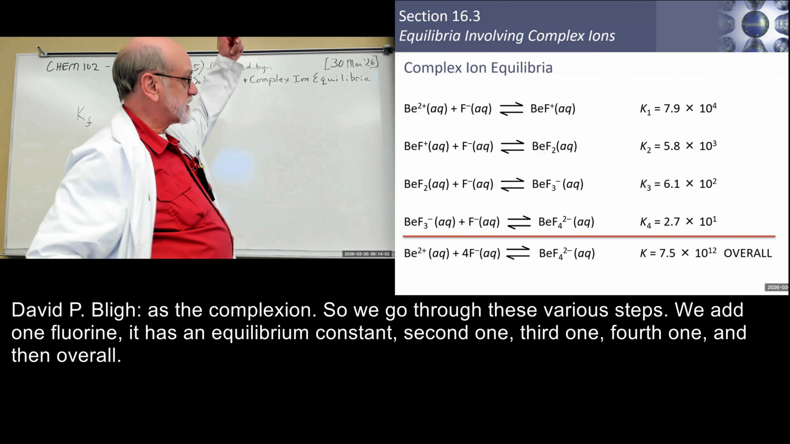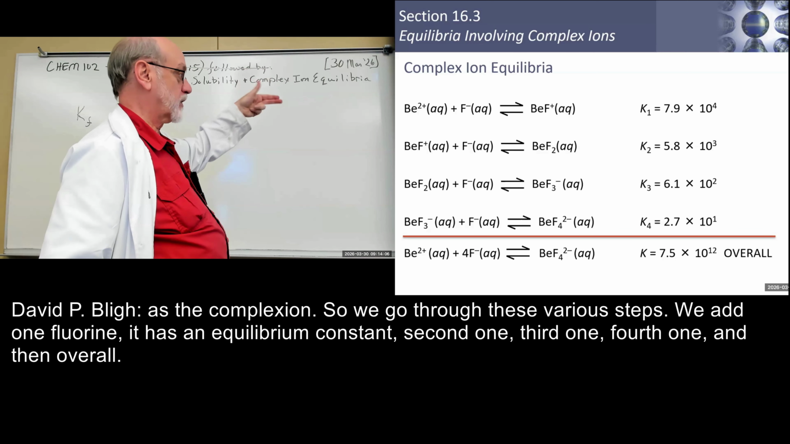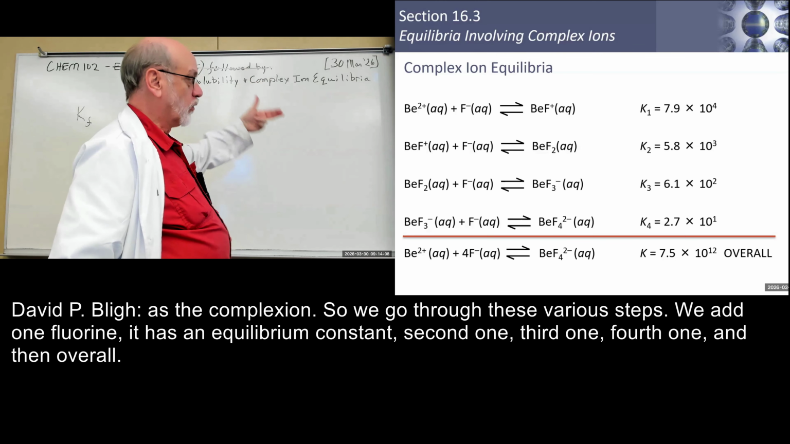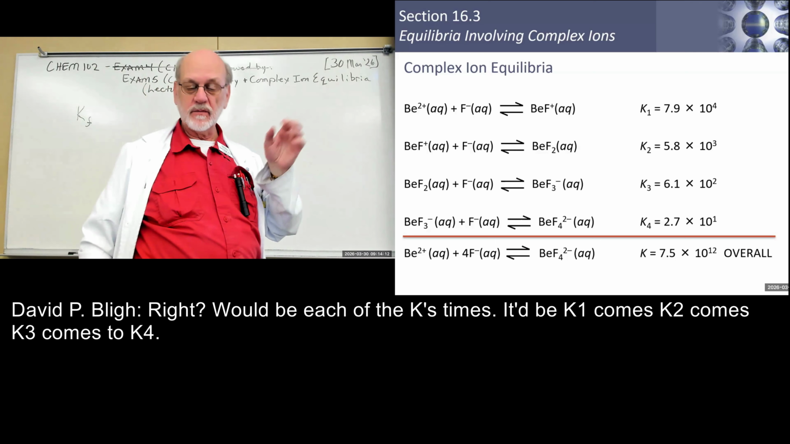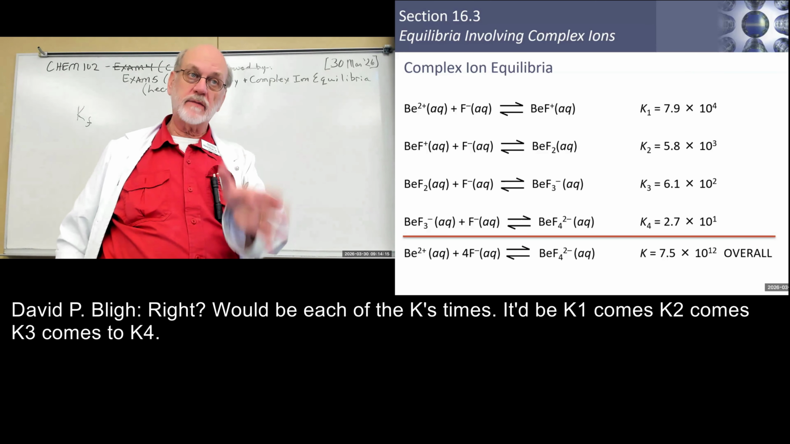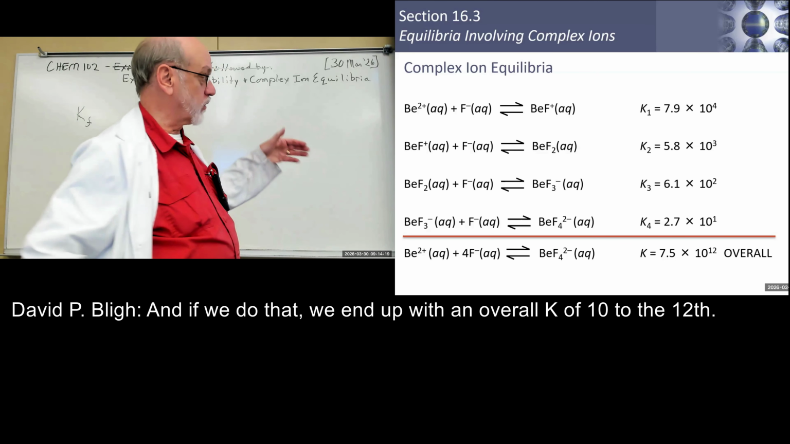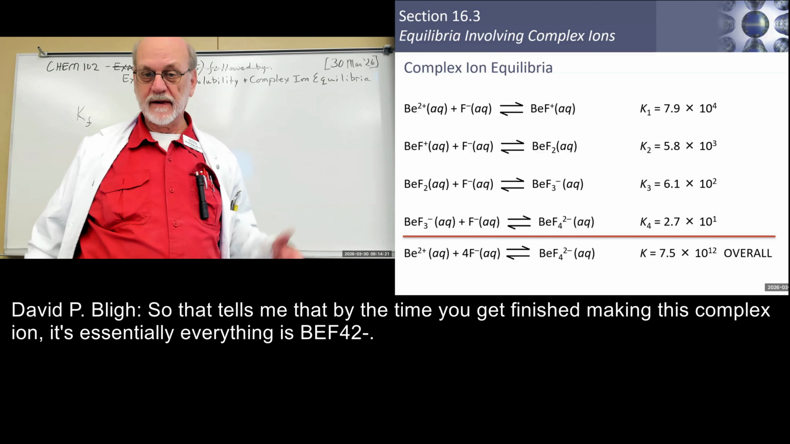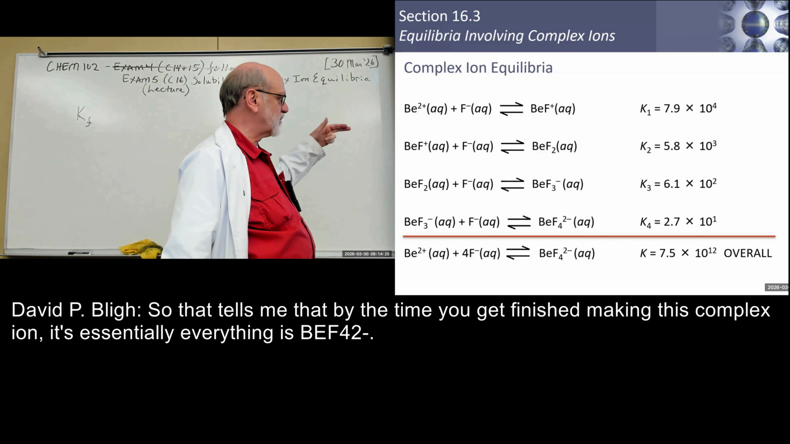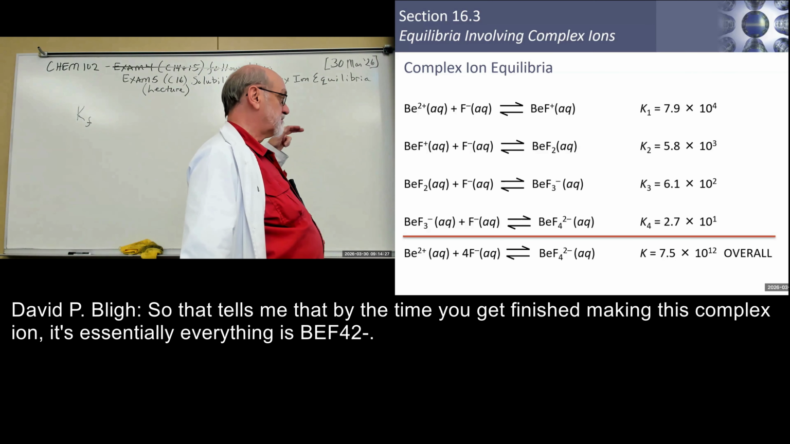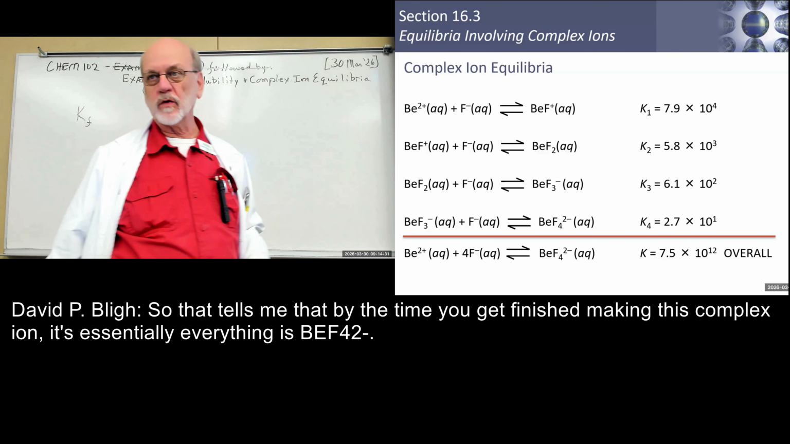So we go through these various steps. We add one fluorine. It has an equilibrium constant. Second one, third one, fourth one. And then overall would be each of the K's times: K1 times K2 times K3 times K4. And if we do that, we end up with an overall K of 10 to the 12th. So that tells me that by the time you get finished making this complex ion, it's essentially everything is BeF4 2-.